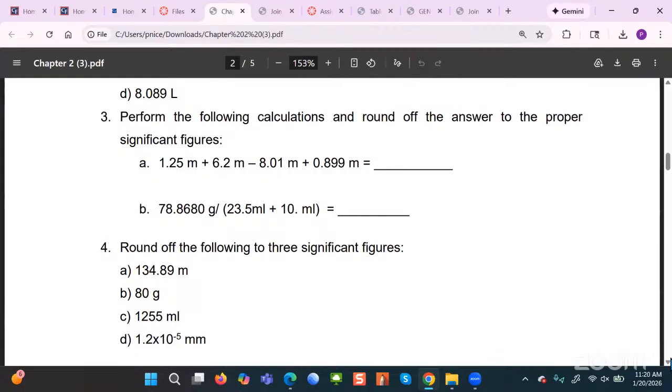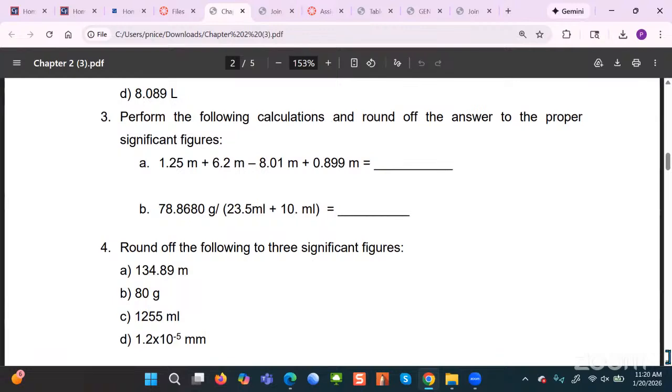Now for addition and subtraction, if you are adding and or subtracting numbers, you round off your answer to the lowest number of decimal places. All right? If you're adding and or subtracting numbers, you round off your answer to the lowest number of decimal places. Let me give a quick example.